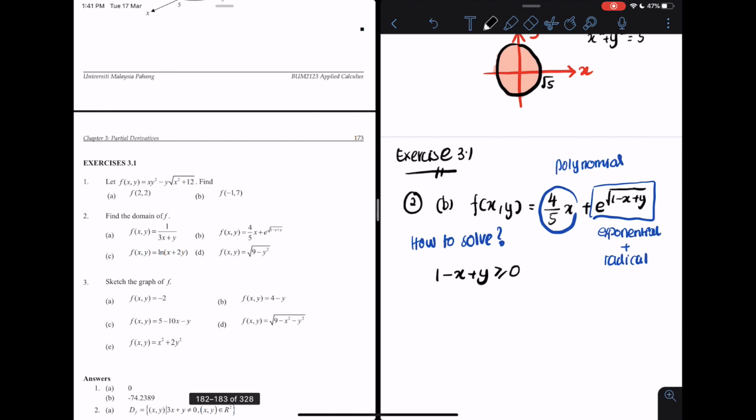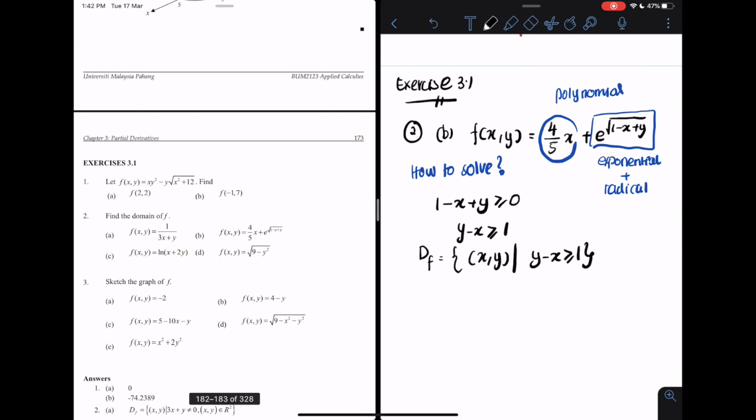And what should I do? I try to write it in the form I am familiar with. So I will have y minus x larger than or equal to 1. So the domain of this function can be written as the set of all possible values (x,y) such that y minus x is larger than or equal to 1. If the question asks you to sketch the domain, sketch and shade. Let me improvise the question: sketch and shade the domain.